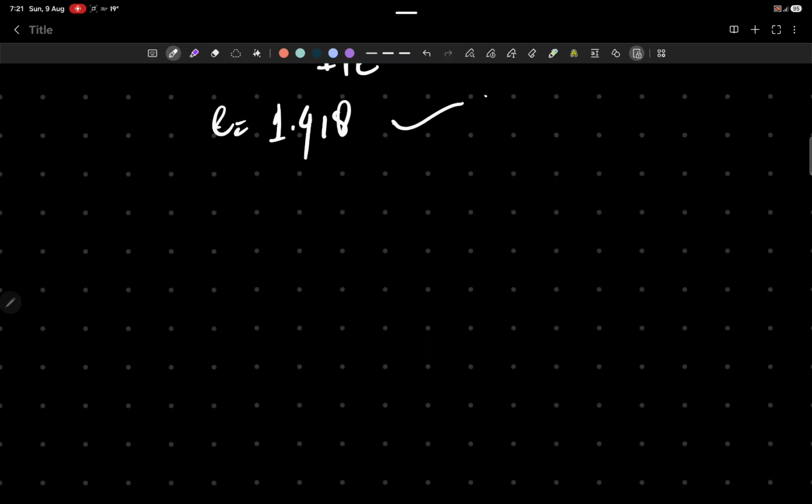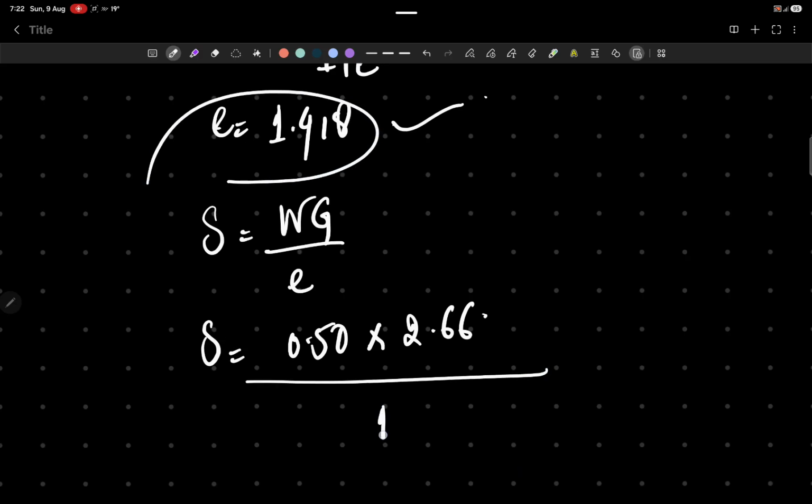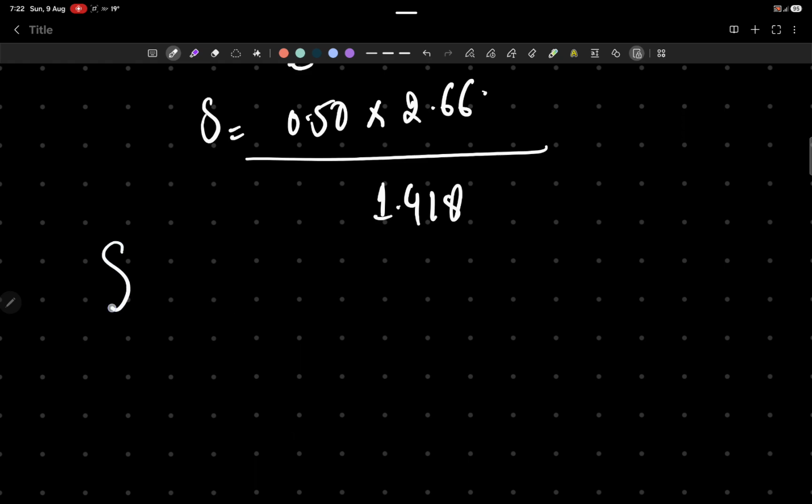Now I'll be finding the degree of saturation. W G divided by E, water content is how much? 50%. G is 2.66 and void ratio is 1.418. So degree of saturation is equal to 93.7%.